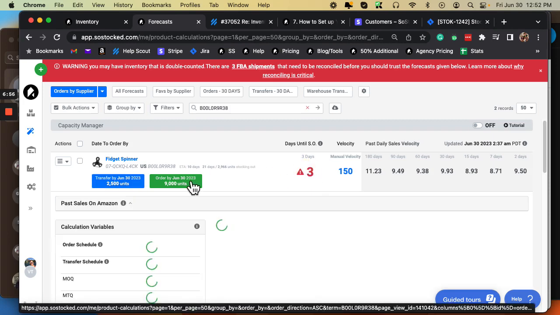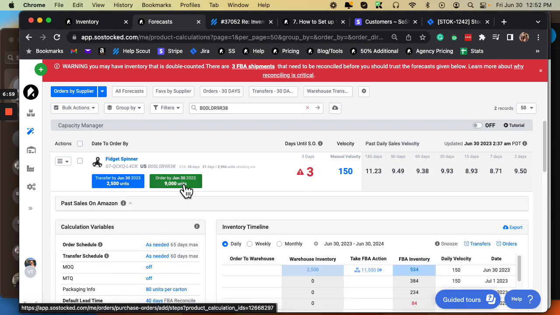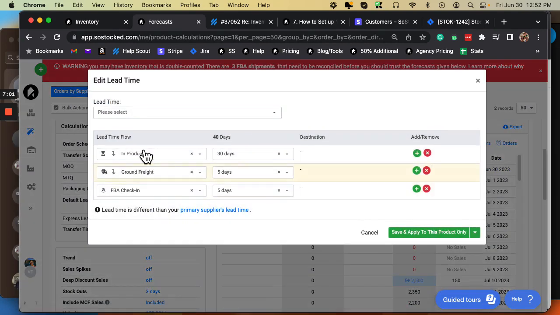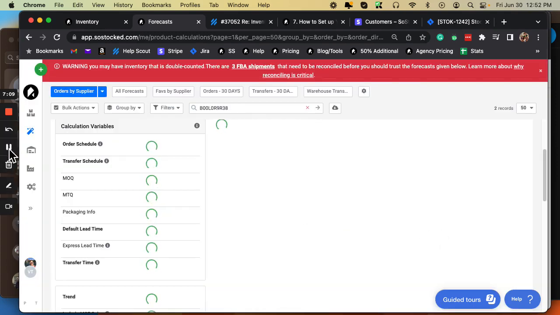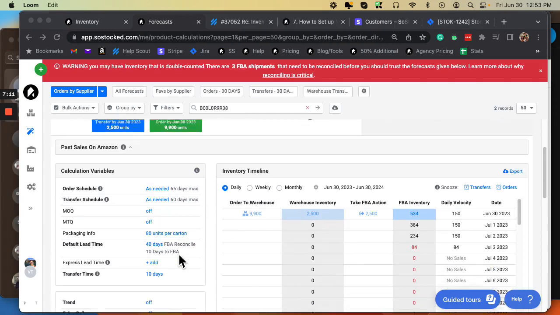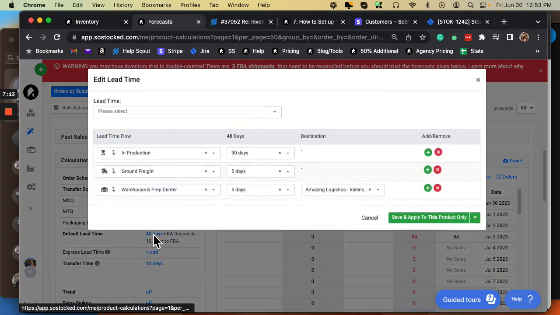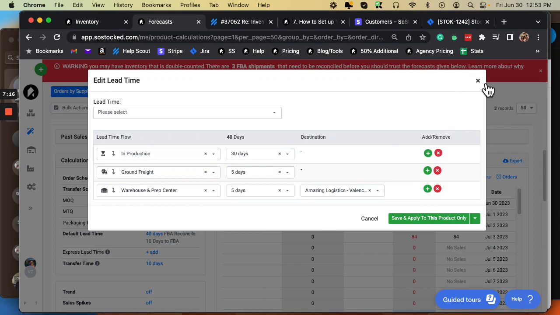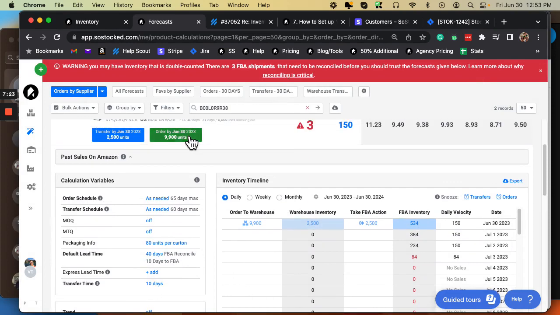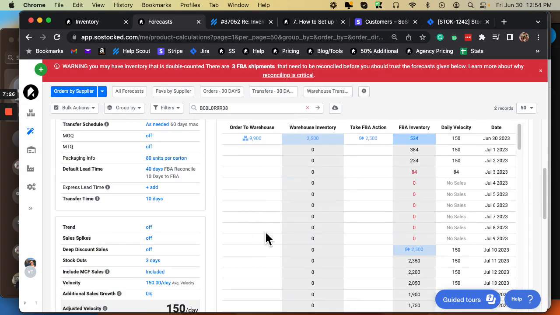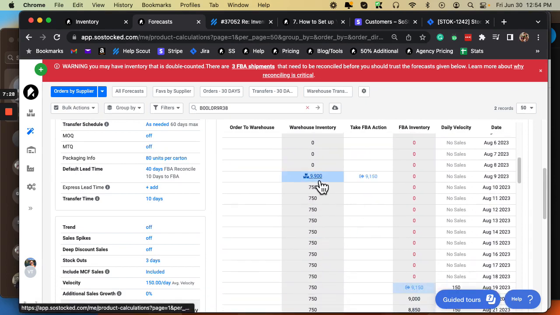Another way to explain that is you can see here it says, order this amount. In this case, I'm actually sending it direct to FBA. But if I were sending it to the warehouse, let me just pause and show you that real quick. Okay, so I've changed my lead time, so now my orders are not going direct to FBA. They're actually going to the warehouse. It says direct to FBA because that was the name of the original lead time that I edited. But in other words, this 9,900 units going to our warehouse is going to assume that all of this is available for the US only.